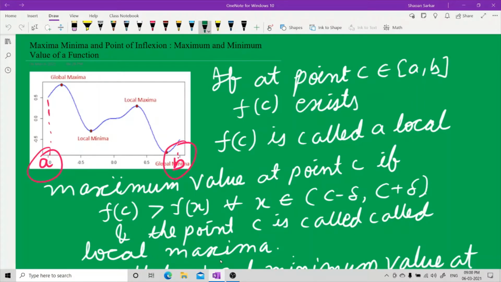In the figure, this is the point C. This point is a little more than C, and this point is C plus delta, and this point is C minus delta. If you see in this portion and in this region, this is the point where the function has its least value within this much part of the curve. The value of the function is least here. So this is known as the local minimum value, and this point is called the local minima.